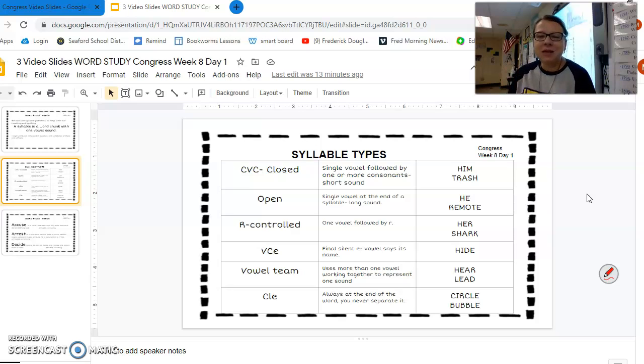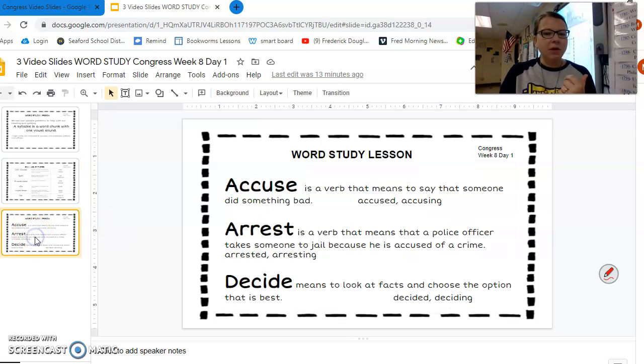E-R, O-R, I-R, U-R. VCE is the vowel consonant E, so at the end we have the E, and that E makes that vowel say its name, like in the word hide. Then we have vowel teams, when you see two vowels working together to make one sound, like in the word hear or lead. And then CLE, consonant LE, when that syllable is always at the end of the word, like in the word circle or bubble, right? Consonant LE. So the second syllable in the word circle is CLE, and the second syllable in the word bubble is CLE. Let's look at the three words that we have for today: accuse, arrest, and decide.